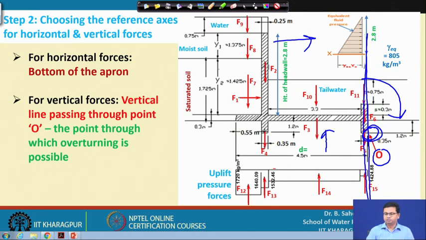downstream edge for the vertical forces, because I have to compute the moment. For all the vertical forces, this is my reference axis, and for all the horizontal forces like F 1, my reference axis is the base of this apron. So, this point is taken as my reference point. Then I will calculate all the distances along this line.